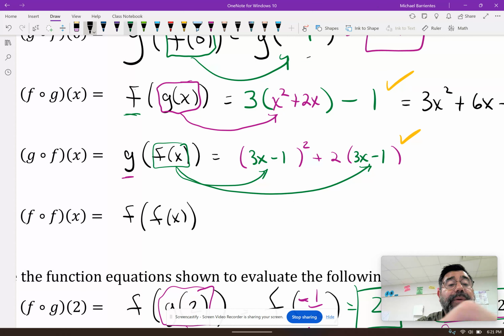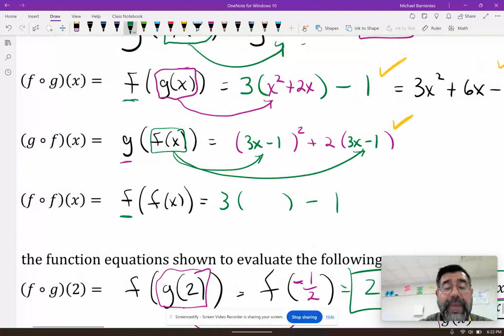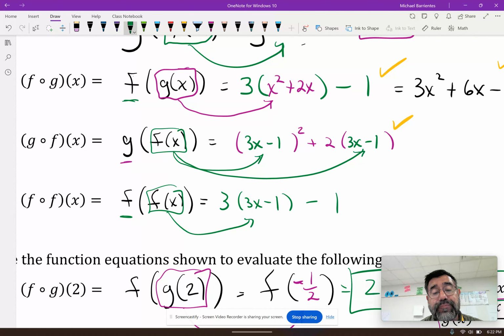So I'm going to set up what I need for the outside function. The outside function says 3 times your input minus 1. How do I know that? Because that was the formula. 3 times x minus 1, 3 times my input minus 1. But what am I going to put in there? I'm going to put f of x in there, and f of x is 3x minus 1.